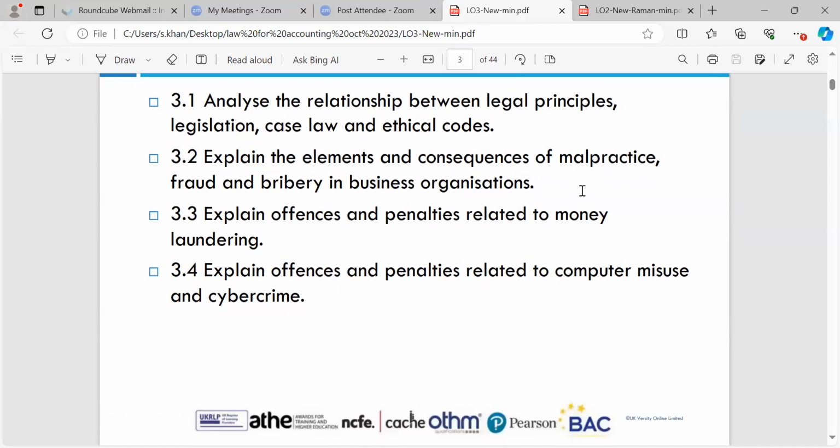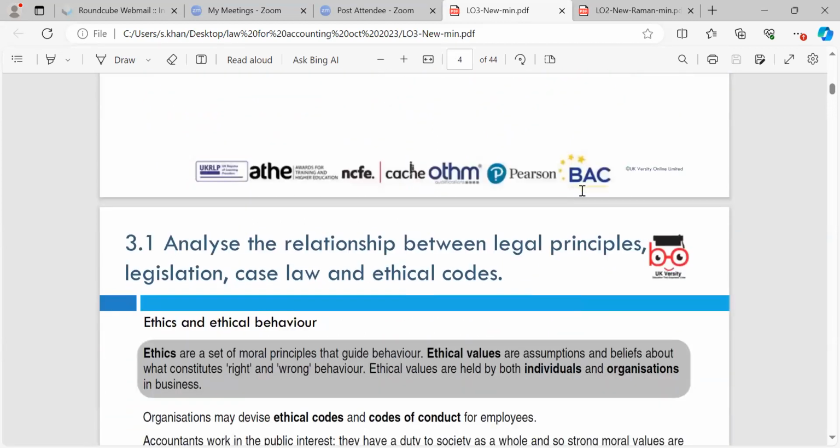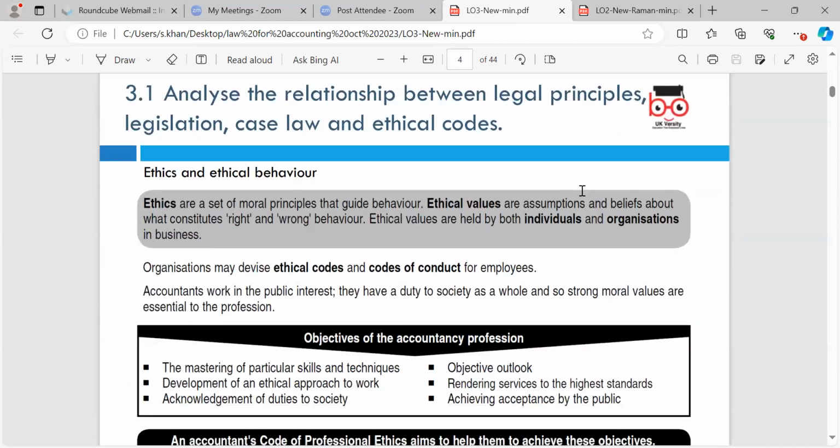So each of these elements we will go through in regards to each one, because when it comes to doing your assignment, it may say, you know, you've covered 3.4, so you need to be looking at that. 3.1, analyse the relationship between legal principles, case law and ethical codes.